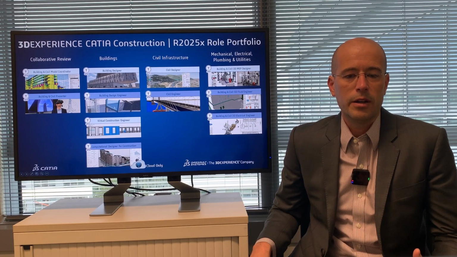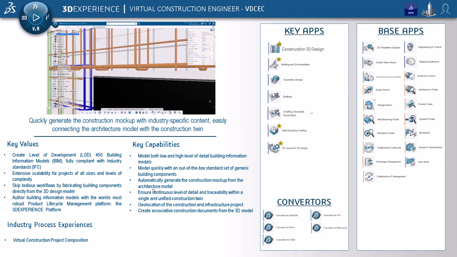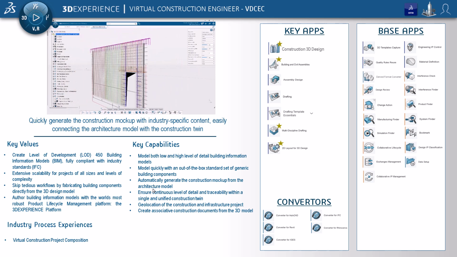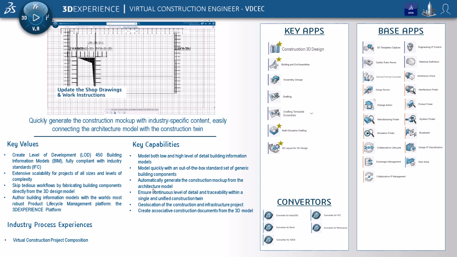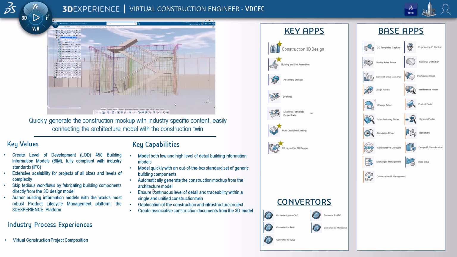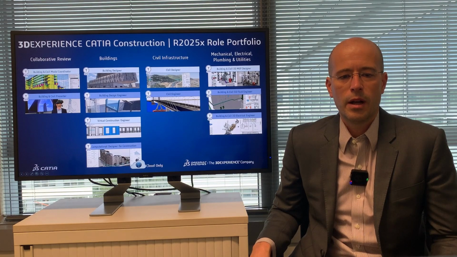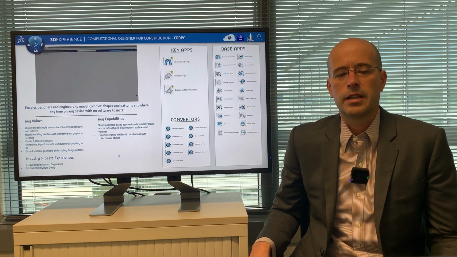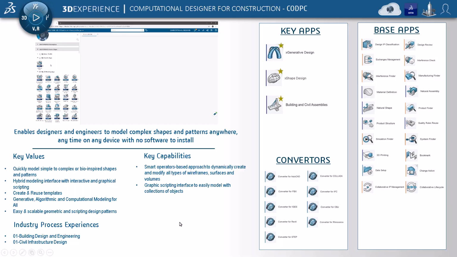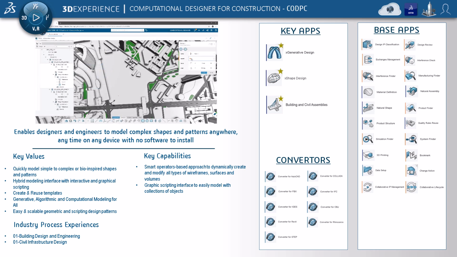There is another role dedicated to building design, which is the virtual construction engineer. This role has an application called Construction 3D Design, which is very similar to building 3D design, but more focused on the construction-related tasks within a 3D modeling environment. There is also the Computational Designer for Construction. This is an exciting role. It is almost entirely web only. The 2 key applications in this role are X Generative Design and X Shape Design.